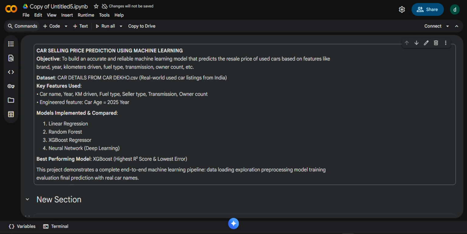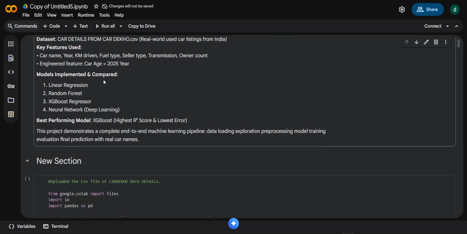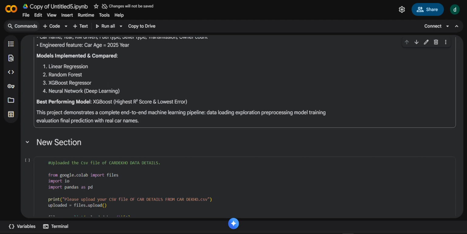For this project, I used the real world dataset car details from CarDekho.csv, which contains detailed information about hundreds of cars sold in India. Let me now take you through the entire step by step process of how I built this project. The models I've implemented and compared are linear regression, random forest, XGBoost regressor, and neural network.